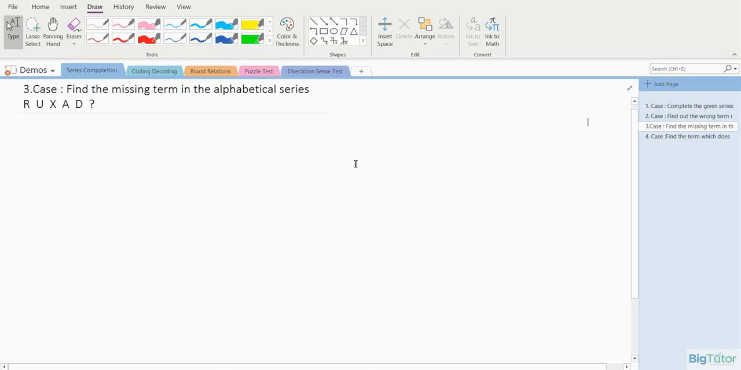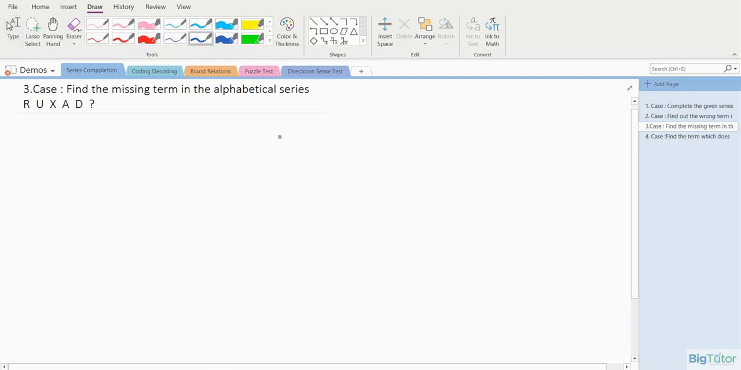So in the third case, we are given an alphabetical series and we are asked to find out the missing term. In the previous problem for the numerical series, we had both missing terms and finding the wrong term. Similarly, both can be there for alphabetical series also. So this is the third scenario.